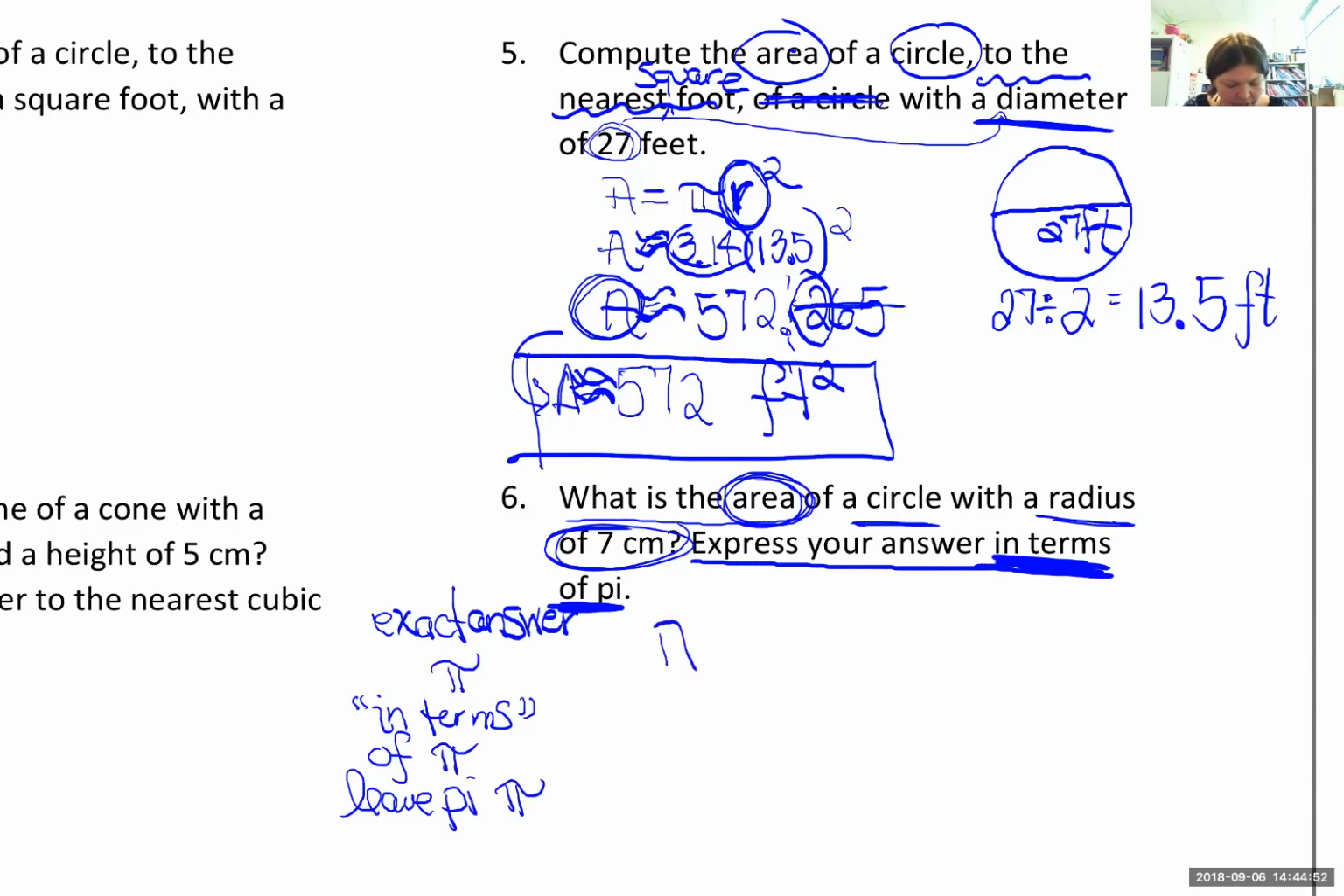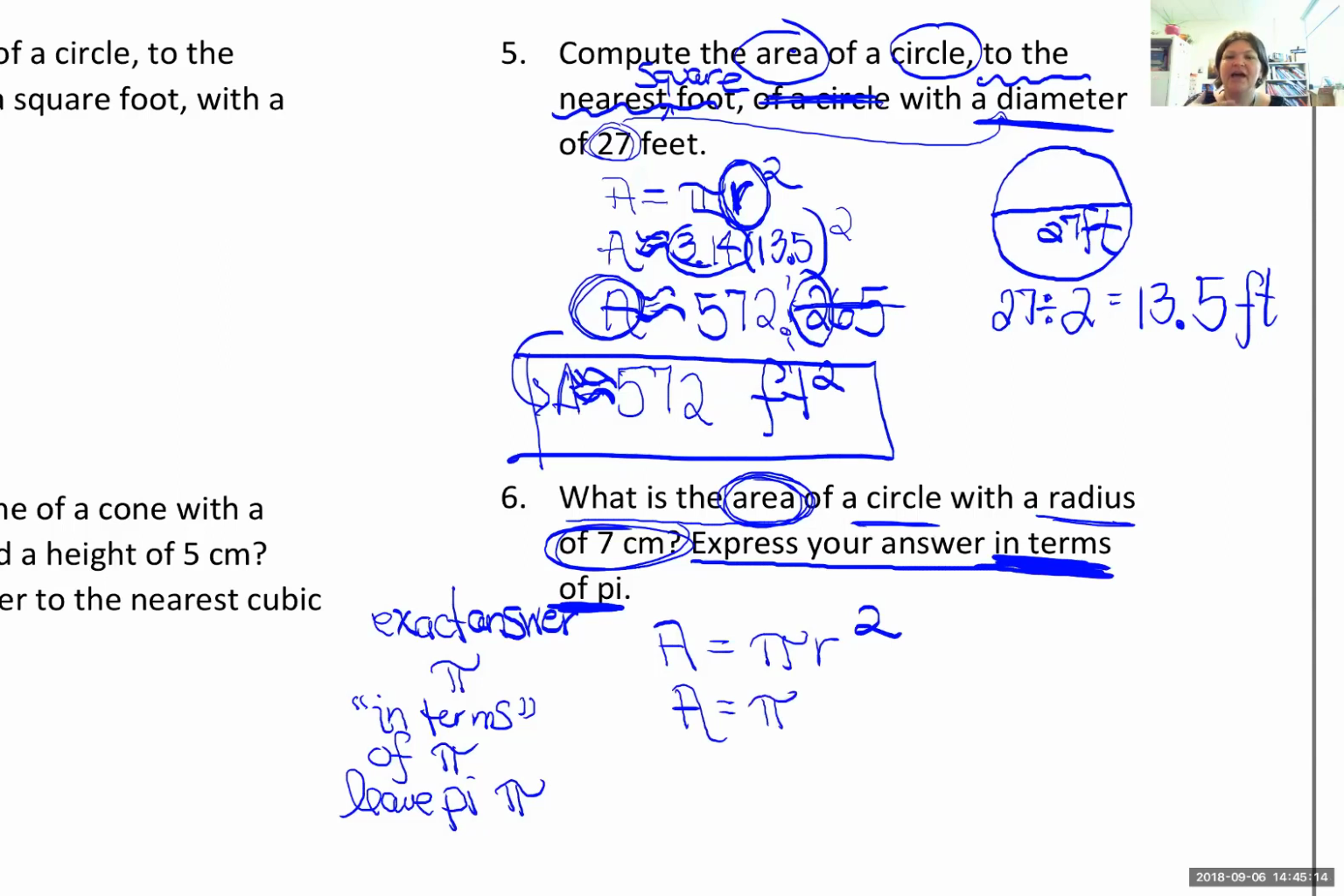We'll start with the formula. A equals pi r squared. Now, A is the thing we're finding. It's the area, so we'll leave A alone. We were told to put this answer in terms of pi. We were told to leave pi. I am going to just write a pi right there.